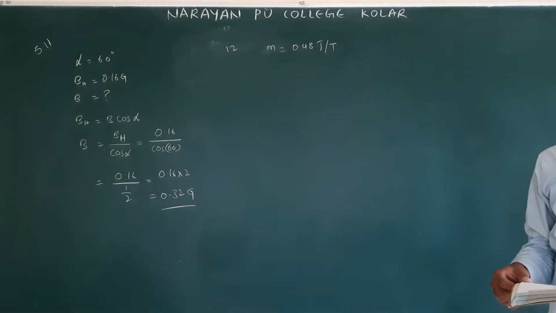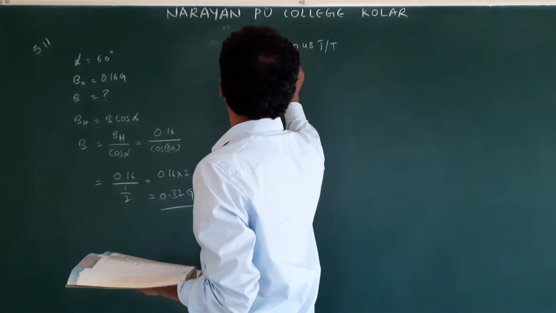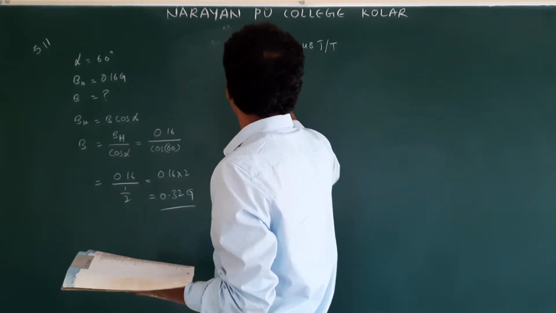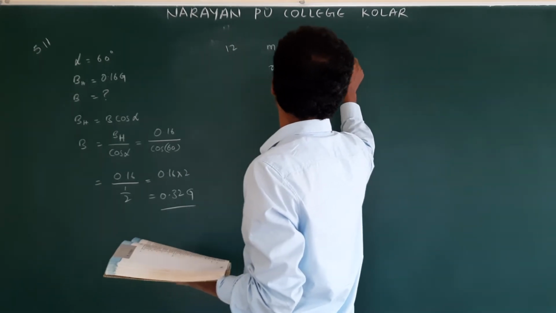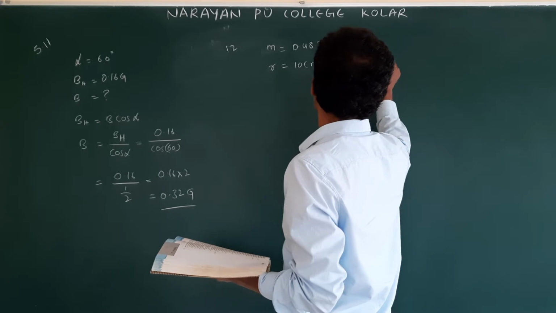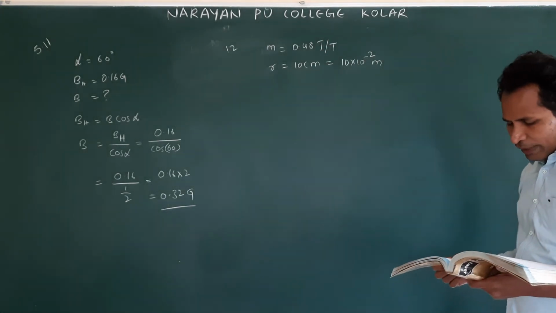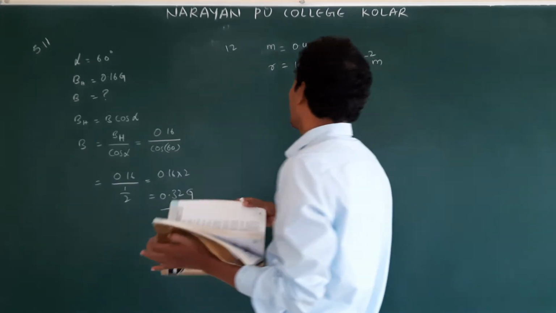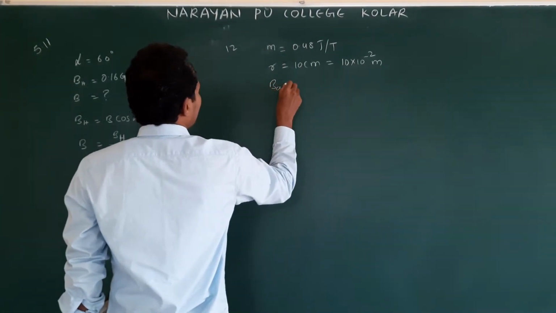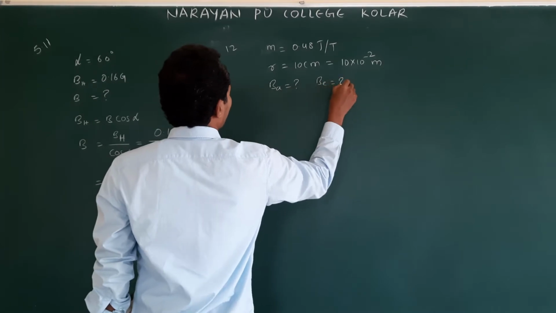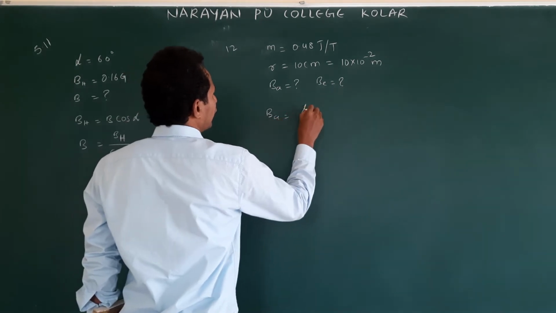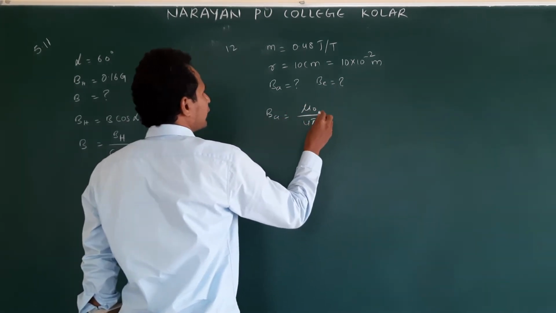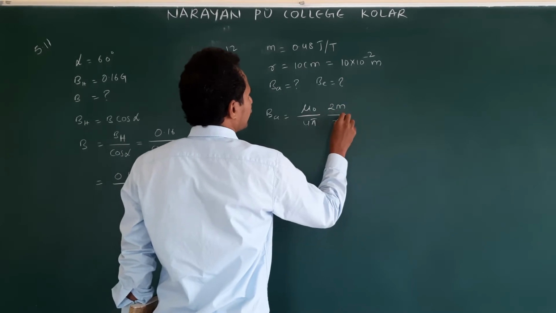Give the direction and magnitude of the magnetic field produced by the bar magnet at a distance d, or r, equal to 10 centimeters. Convert this into meters: 10 into 10 power minus 2 meter. They are asking for the magnetic field on the axis and the equatorial line. B axial line, question mark. B equatorial line, question mark. So the B axial line formula is mu naught by 4 pi, 2m by r cube.